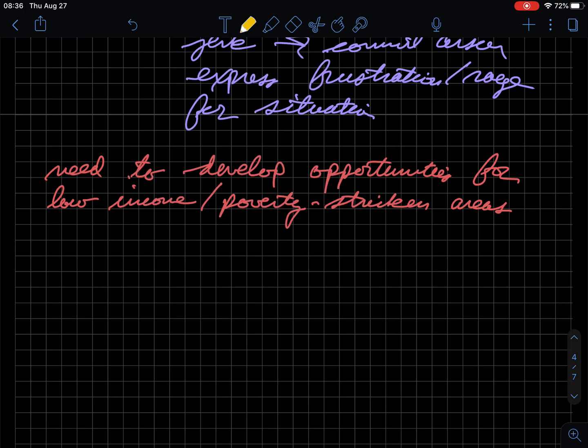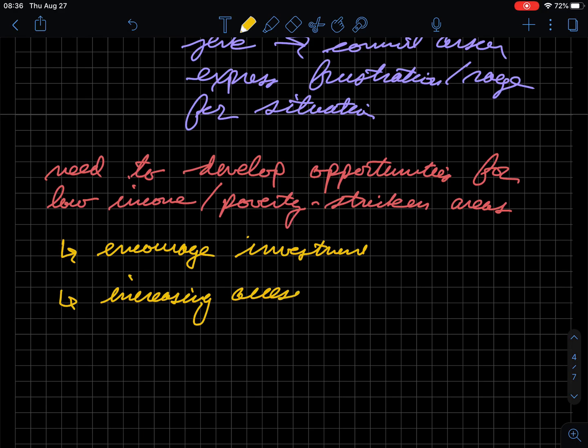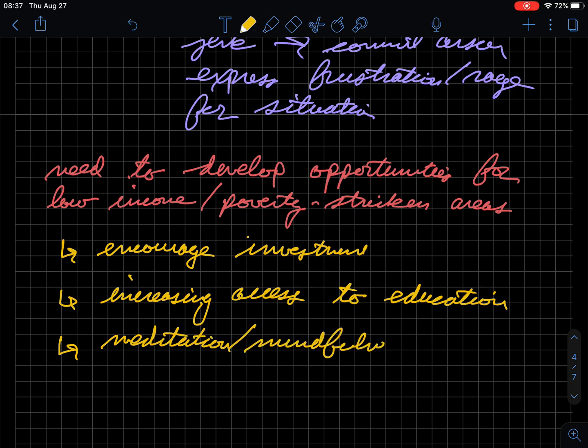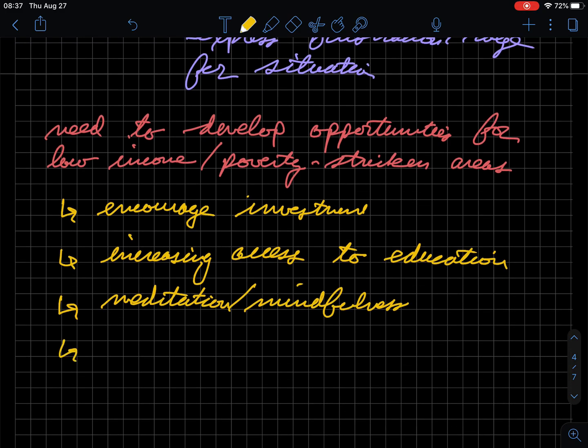So this is going to be things like where we encourage investment. Maybe that's providing job opportunities. Maybe that's reforming an area. Maybe this is increasing access to education. Maybe this is something where some people have advocated for doing meditation or mindfulness practices.